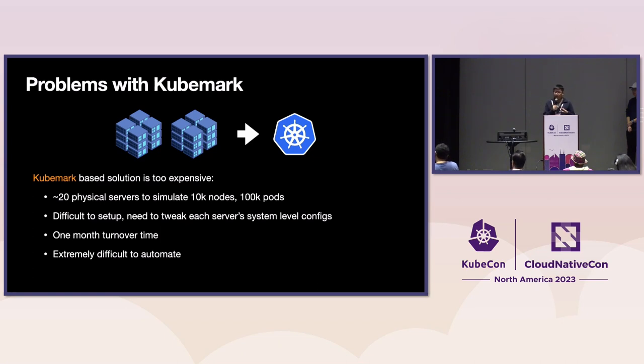Every time we run such large-scale testing, we need around 20 physical servers. In order to simulate a scale of 10,000 nodes and hundreds of thousands of pods, it is very difficult to set up. And sometimes we need to tweak each of the server configs to, for example, increase the limit of processes or file descriptors, a lot of things to work on. Every time, the overall turnaround time is about a month, with a dedicated engineer working for a month to get ourselves ready for the performance testing. And it's also extremely difficult to automate.